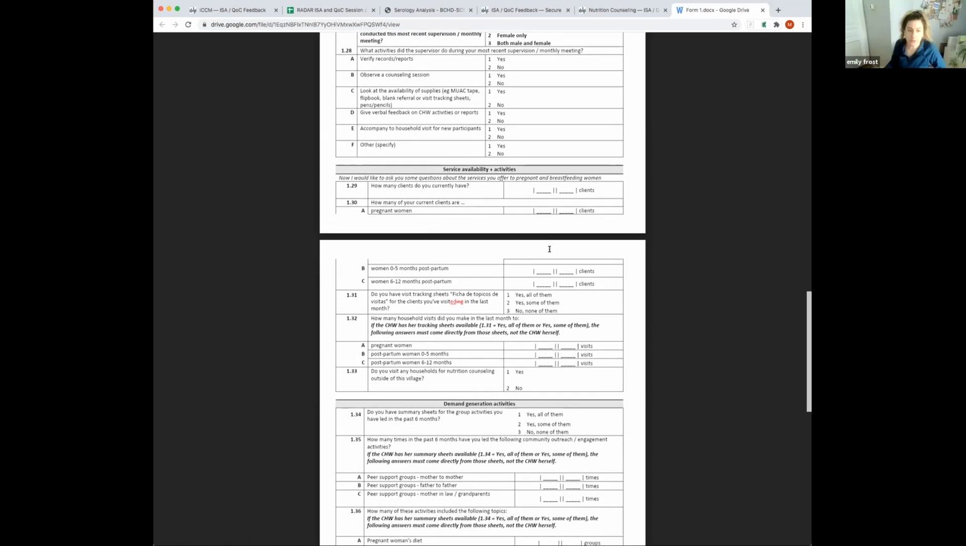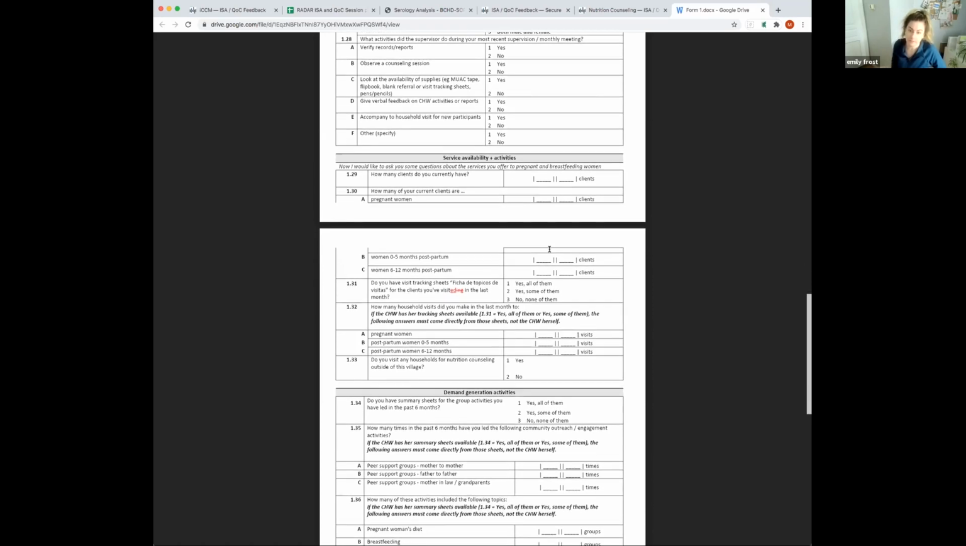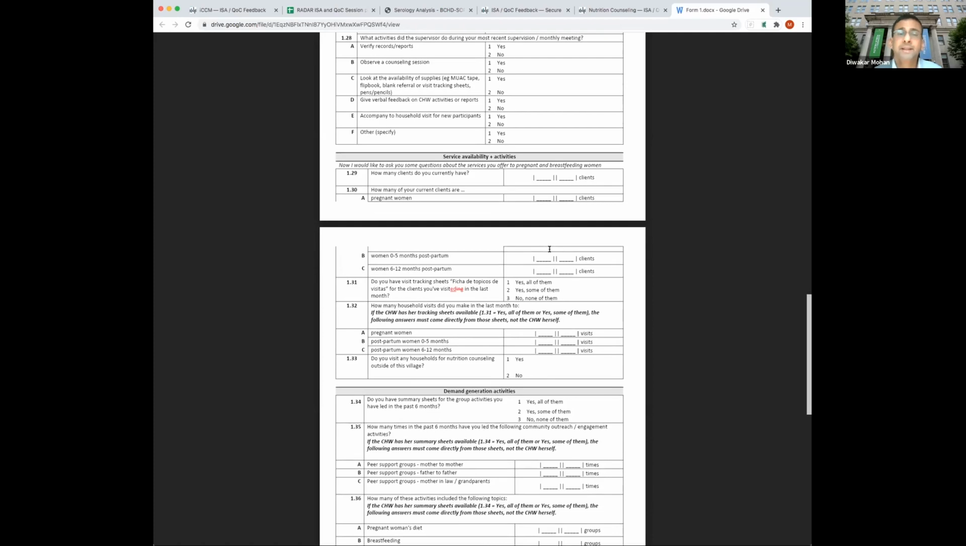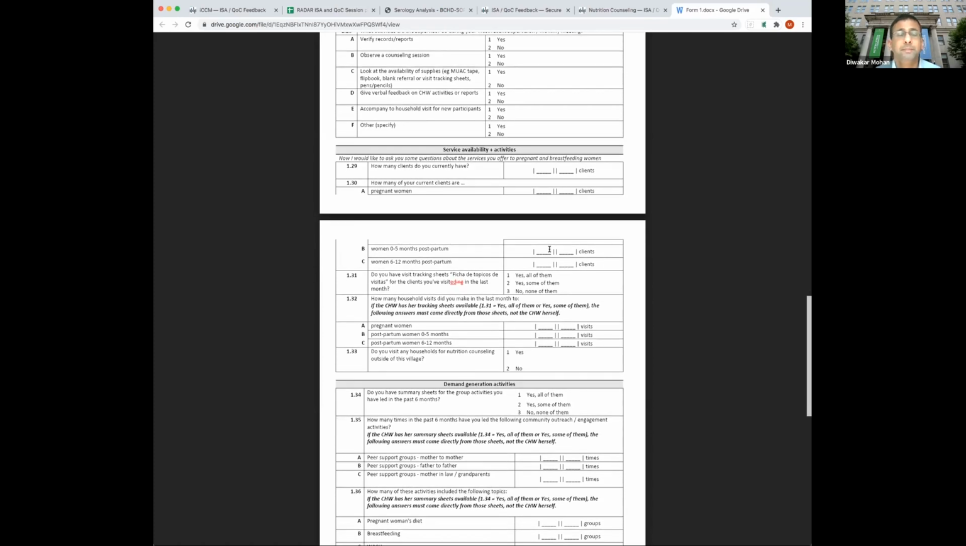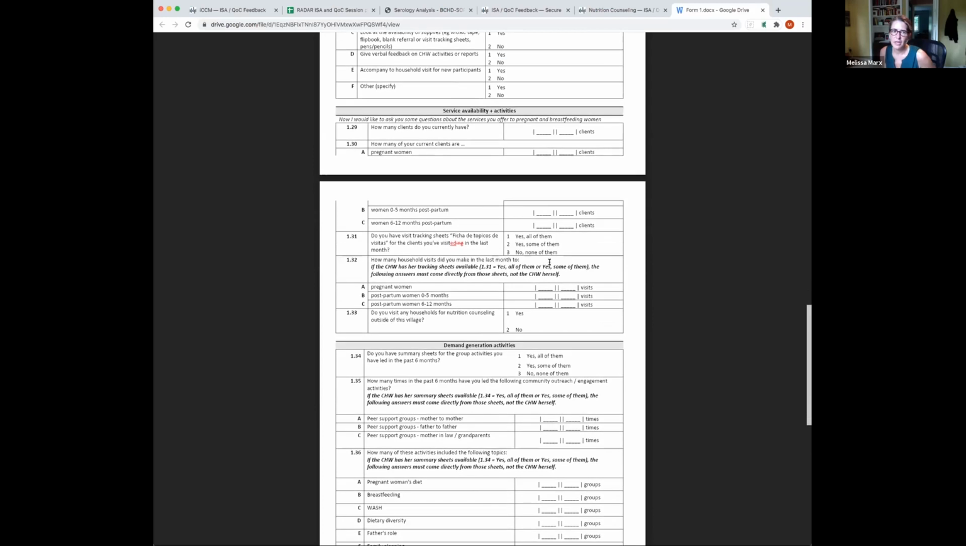It's important to note here too, in this program, all of the CHVs were female. But the supervisors were a mix of male and female. Actually, more were male than female. Yeah, thank you so much.